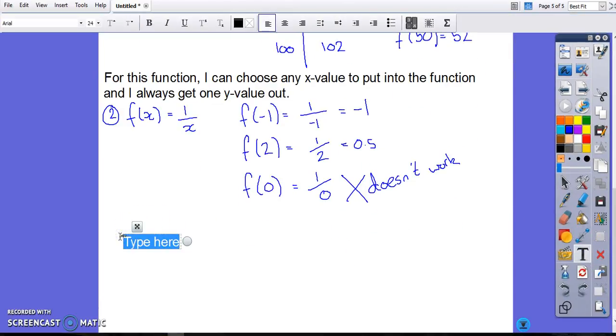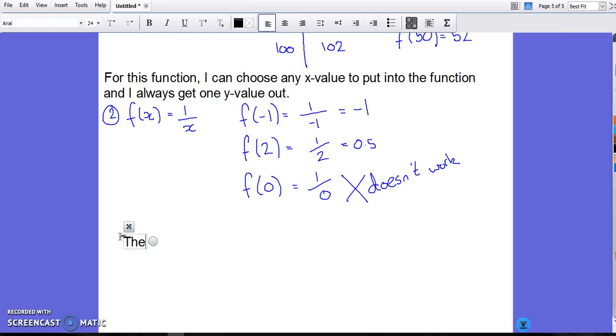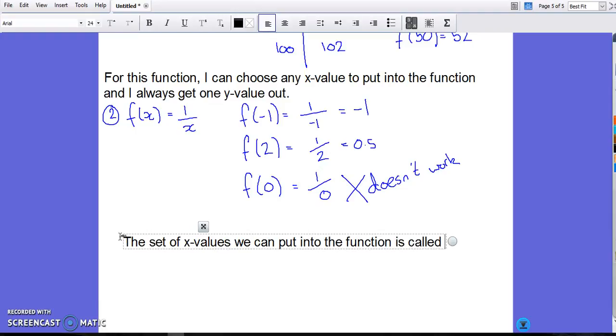So, the set of x values we can put into the function is called the domain.